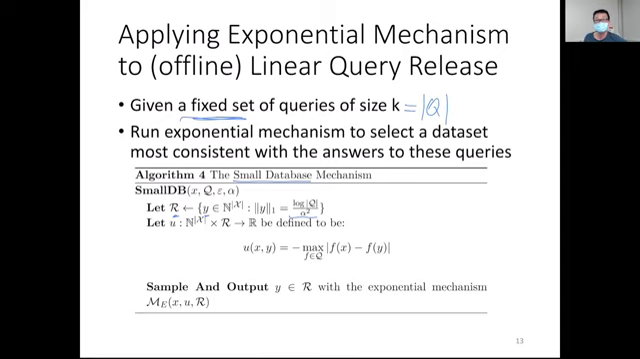So is the algorithm clear? Yes. Okay, yeah, I didn't explain that.